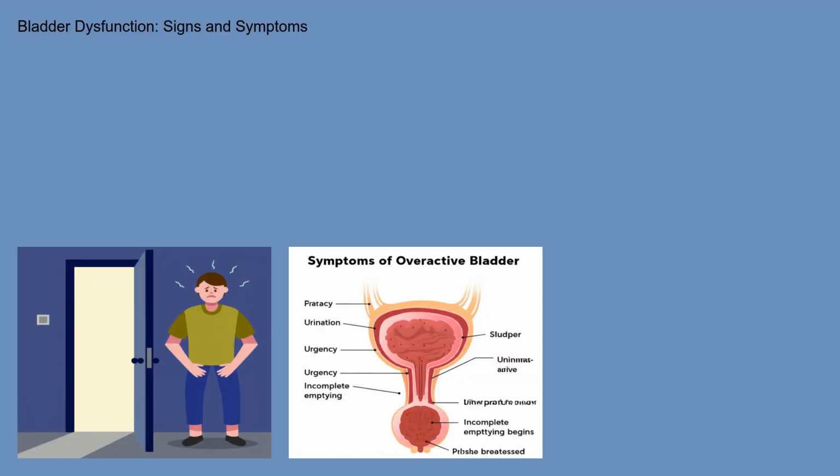The signs and symptoms of bladder dysfunction are diverse. Common symptoms include frequent urination, often more than 8 times a day; urinary urgency, the sudden and compelling need to urinate; nocturia, or waking up multiple times at night to urinate; urinary incontinence, which is the involuntary leakage of urine; difficulty starting or stopping urination; a weak urine stream; feeling that the bladder is not completely empty after urination; and pain or discomfort in the bladder area.